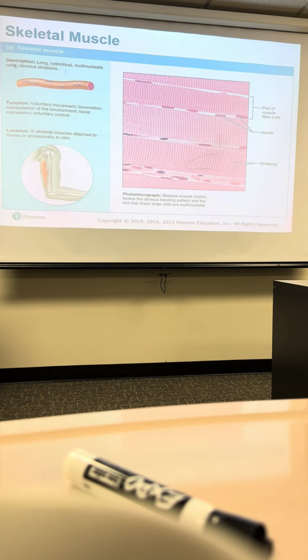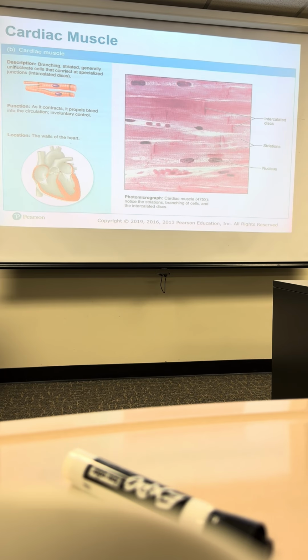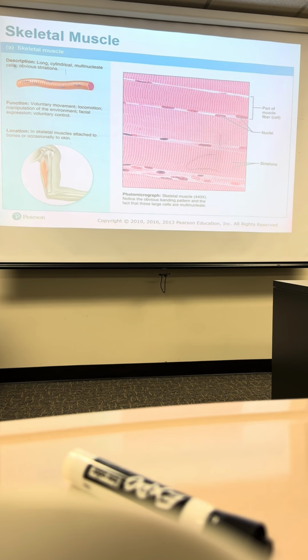So where is it present? Everyone knows that, right on top of your skeleton. And what is the function? Voluntary movement. You move them according to your will. The more you move it, the more you will have it. If you don't move them, you're going to eventually lose it. So how do you recognize skeletal muscle? You will see the striation and the multiple nuclei.